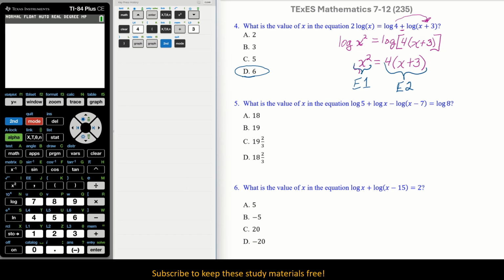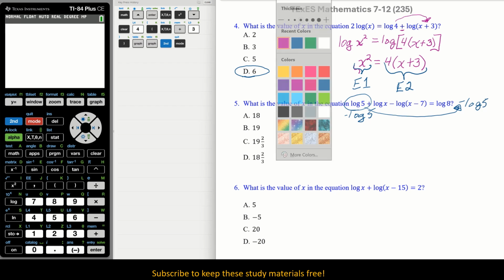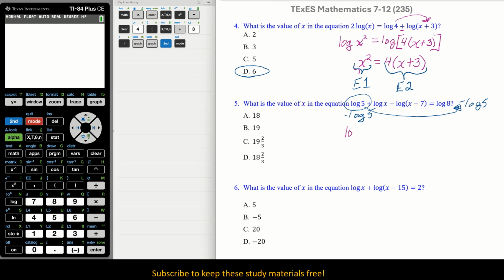What is the value of x in the expression log 5 plus log x minus log x minus 7 equals log 8? Okay, so what we need to do is get the constant logs with the constants together. So we are taking this and moving it to the other side by subtracting log 5 from both sides. Okay, so now we rewrite that, okay? All right, so we actually have now log x minus log x minus 7 equals log 8 minus log of 5.